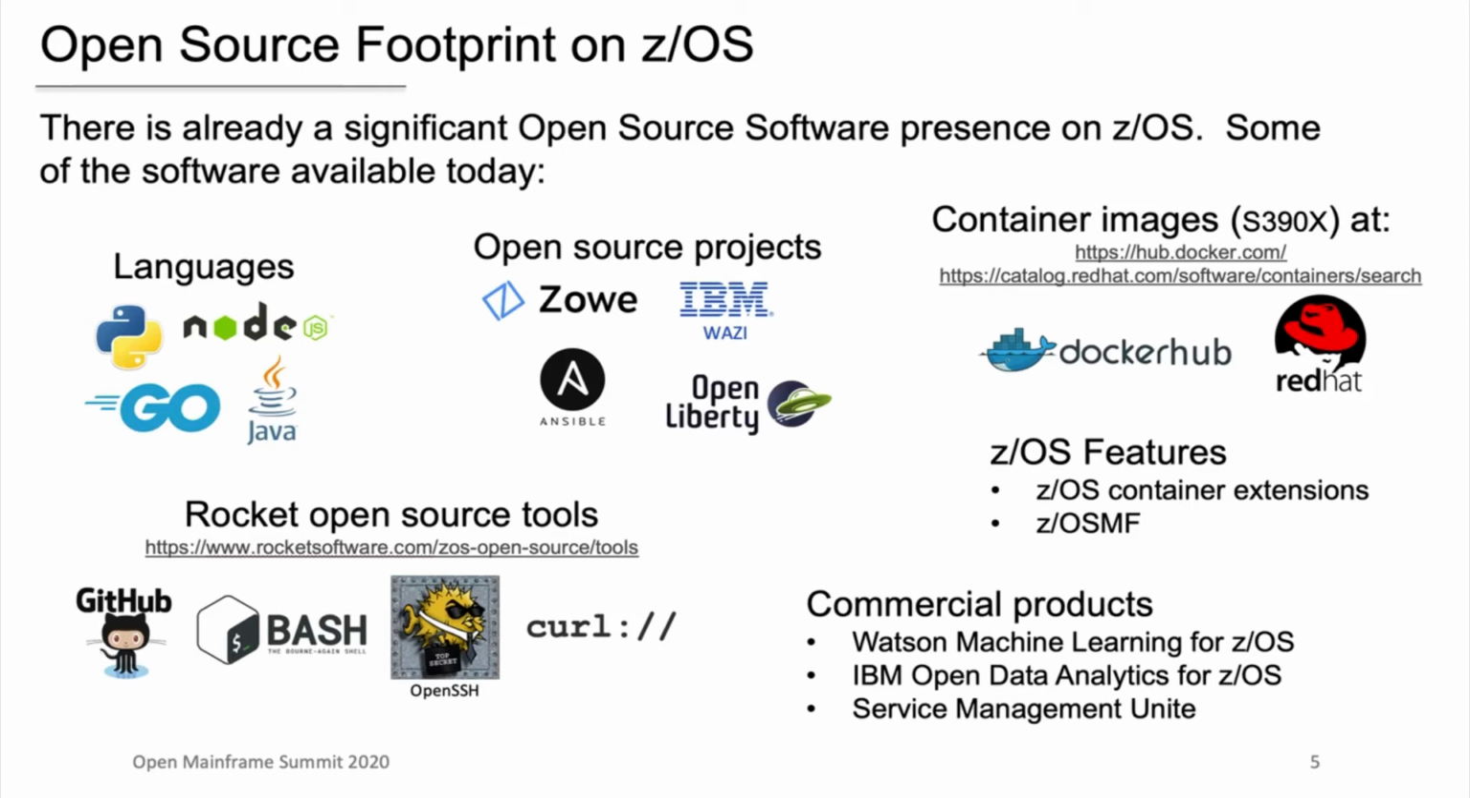Open source plays a key role in the new z/OS container extensions feature, also known as ZCX. ZCX actually runs a Linux kernel in a z/OS address space to support Open Container Initiative compliant containers. Containers built for the IBM Z platform can be downloaded from well-known registries like Docker Hub or the Red Hat Image Catalog. Open source has been incorporated in commercial products for some time. Offerings like Watson Machine Learning for z/OS and IBM Open Data Analytics are mostly collections of open source packages with configurations and toolings to optimize their use on the mainframe.